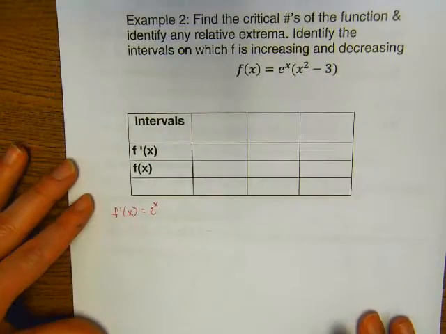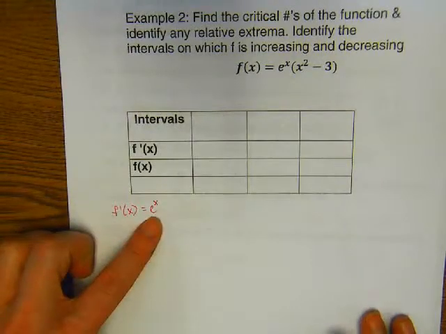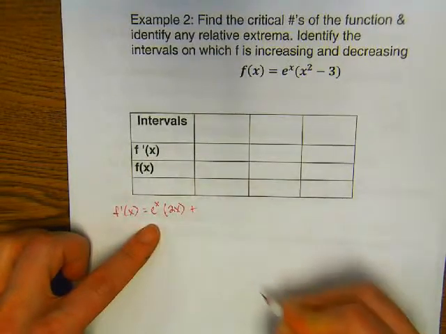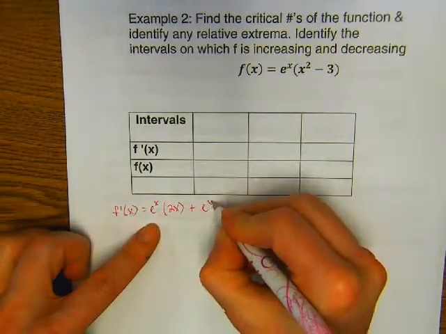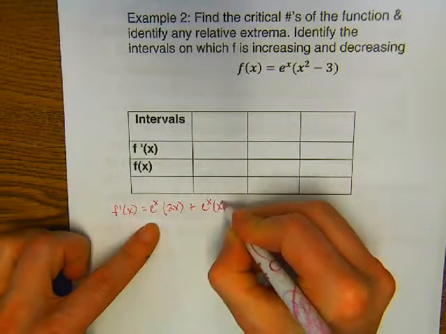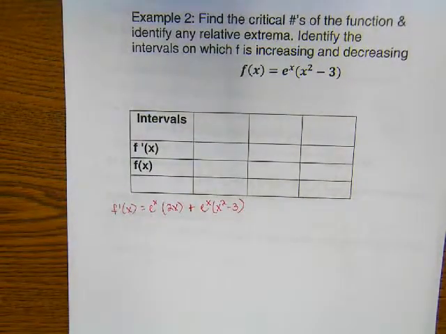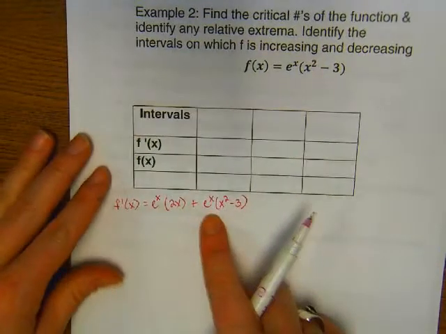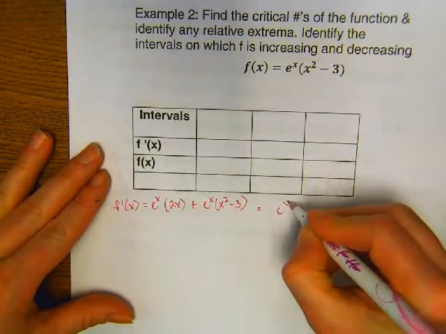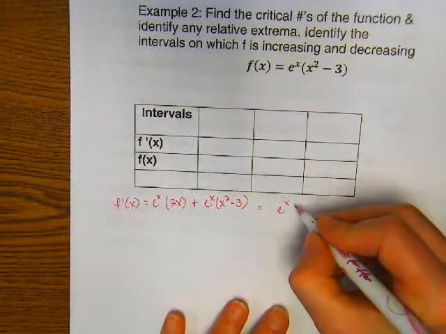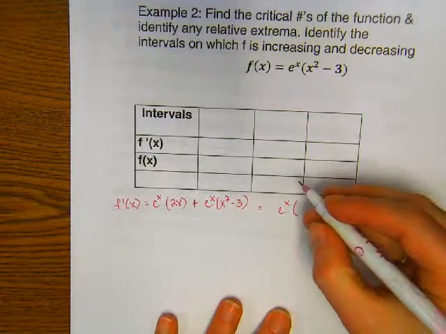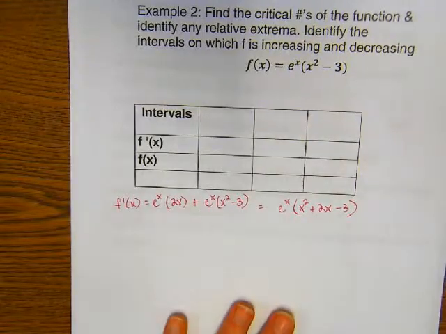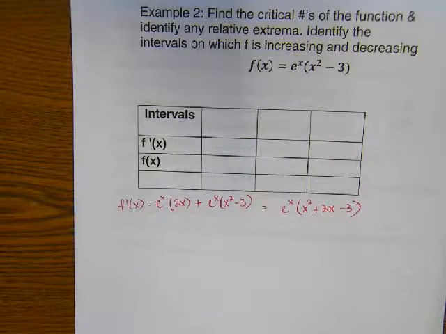So this is product rule. Let's find the derivative first. First times the derivative of the second, which would be times 2x, plus second times the derivative of the first. The derivative of the first is still e to the x. Alright, so they both have a common factor of e to the x. I'm going to pull that out to the front. And then if I put these things together, I have e to the x times x squared plus 2x minus 3. That would be my equation for the derivative.